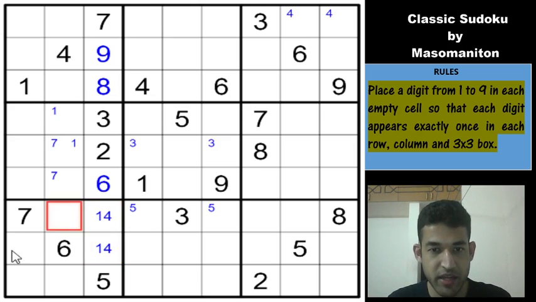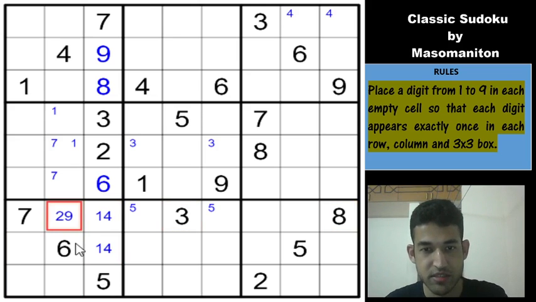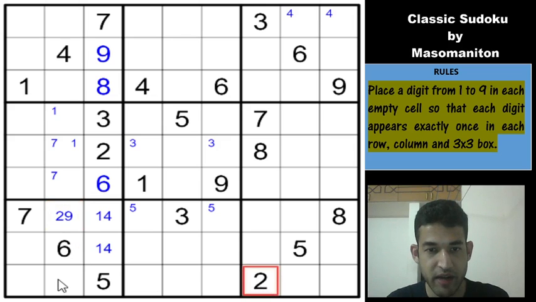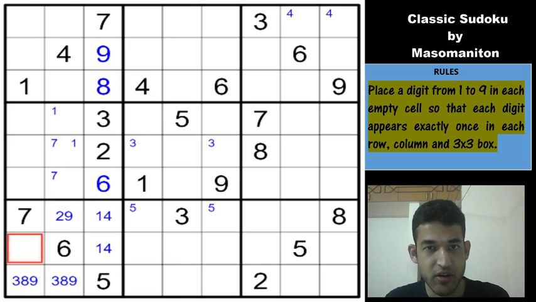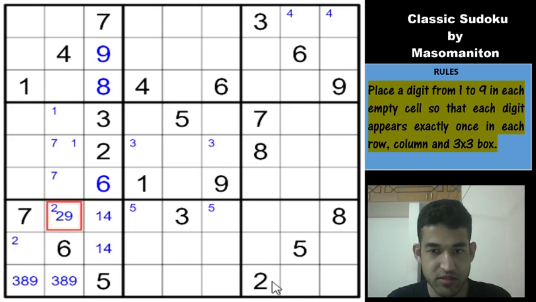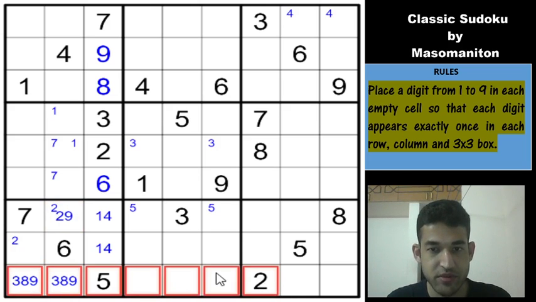Okay, so the remaining candidates here are 2, 3, 8 and 9. I can't have 3 and 8 here. So which means this is 2 and 9. And I can't have 2 in these cells, so these two must be 3, 8 and 9. So maybe I can have a corner pencil mark of 2 in these cells. 2 cannot be in row 9.